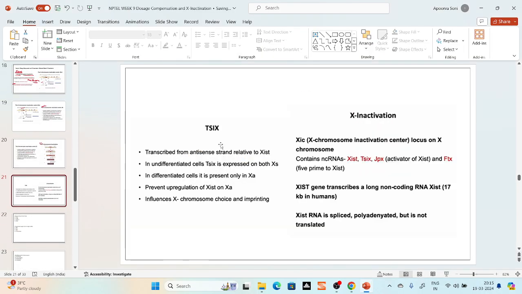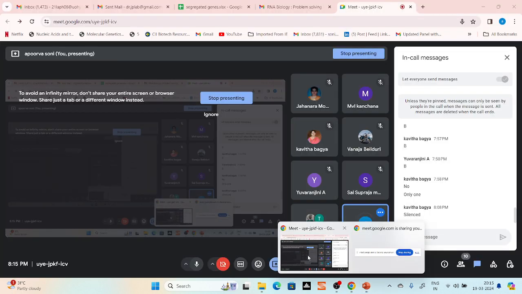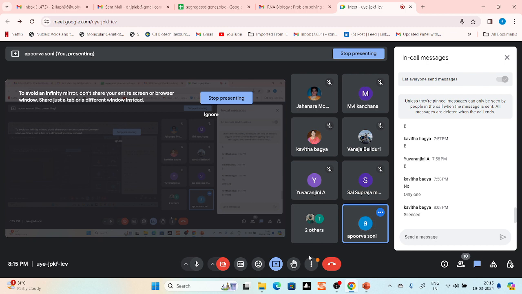Okay, so again this is a little bit of theory. So what they are saying is T6. Up till now we have studied about Xist. So what have we studied about Xist? Okay, can anybody summarize what we have studied about Xist? Anybody? One or two lines? What do you know about Xist now?